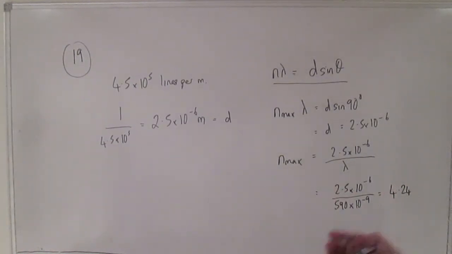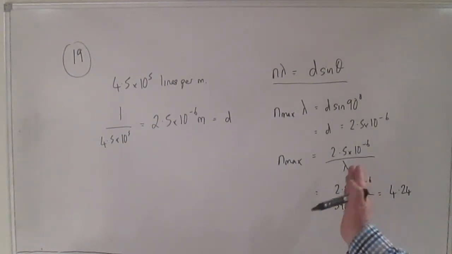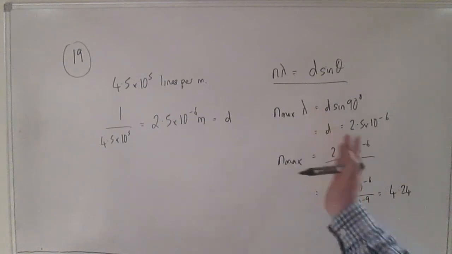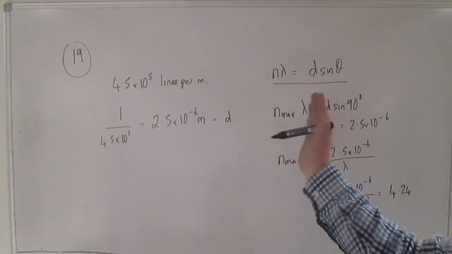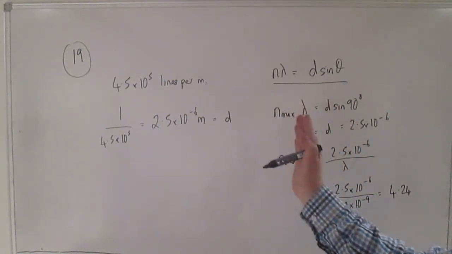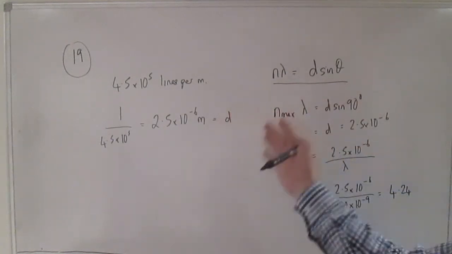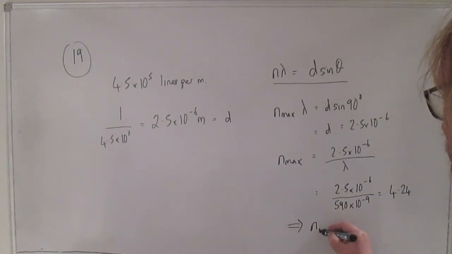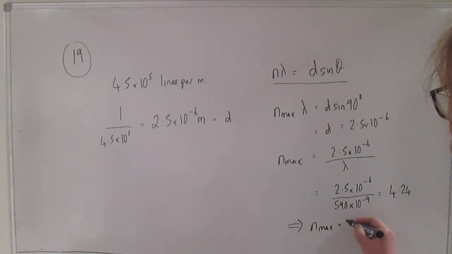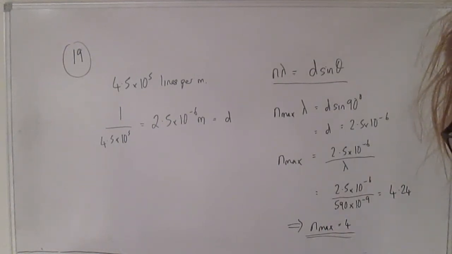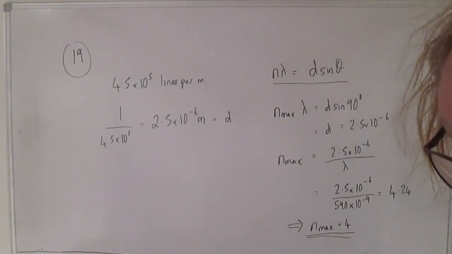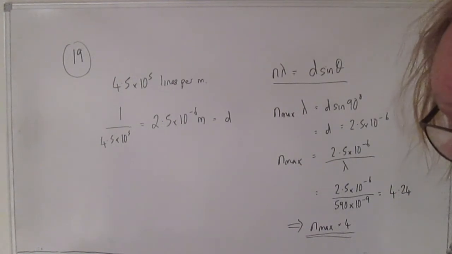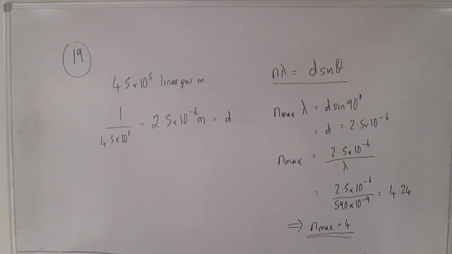But obviously the point is that n has to be a whole number, so what that's saying is that when n is 4, that's okay, because that's still less than 90 degree angle, but when n is 5, that's too much. So that means that in practice n max is equal to 4. So the fourth order is the highest order that you're going to see in the diffraction pattern, and therefore the answer is C.